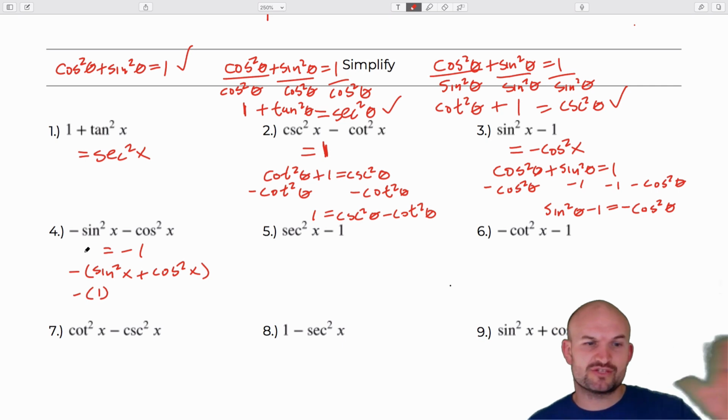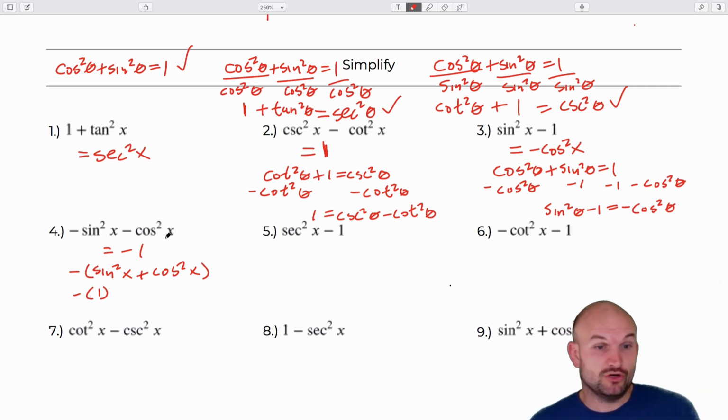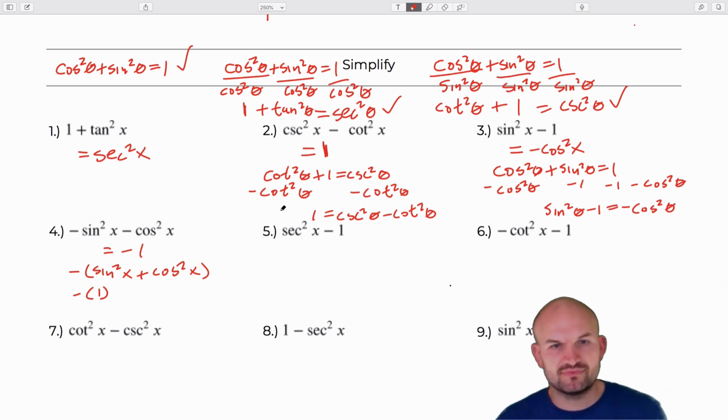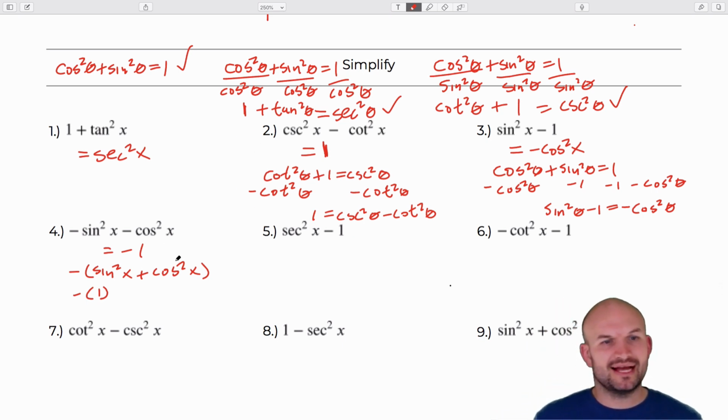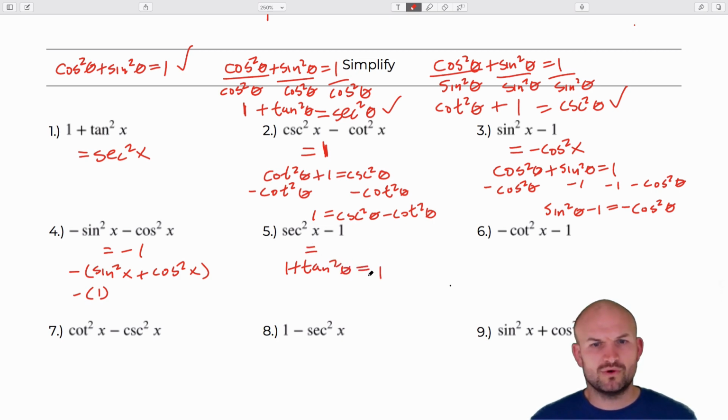So you can see here how this answer is going to be negative 1. Sometimes you might just want to manipulate the equation. You don't know what it's equal to, but if you rewrite it by factoring out a negative or rearranging some terms, you can see how it represents one of those Pythagorean identities. I'll do this for the next two. For the next one, I just look at this, tangent squared of theta equals 1. Oops, I'm sorry, equals secant squared.